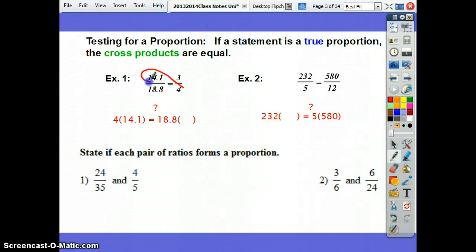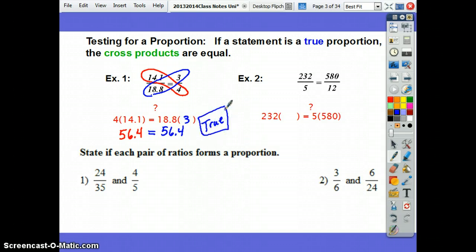4 and 14.1, product meaning multiply. If we multiply those two together, you definitely want a calculator today, we get 56.4. And then if we multiply this cross product, 18.8 times 3, we also get 56.4. So these are equal. It is a true proportion.